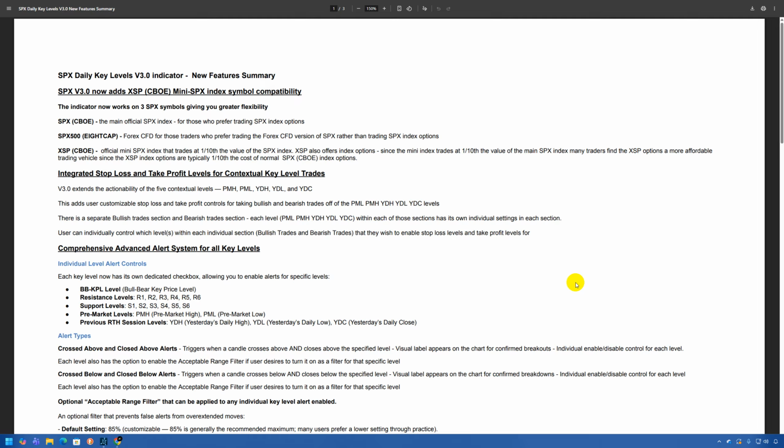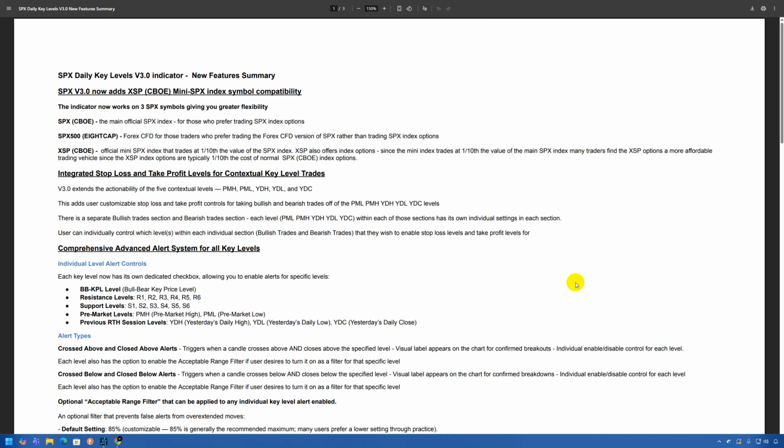The XSP mini index also offers index options for 0 DTE and other expirations. Since the XSP mini index trades at 1/10 the value of the main SPX index, many traders find XSP options a more affordable trading vehicle, since they are typically 1/10 the cost of normal SPX CBOE index options.